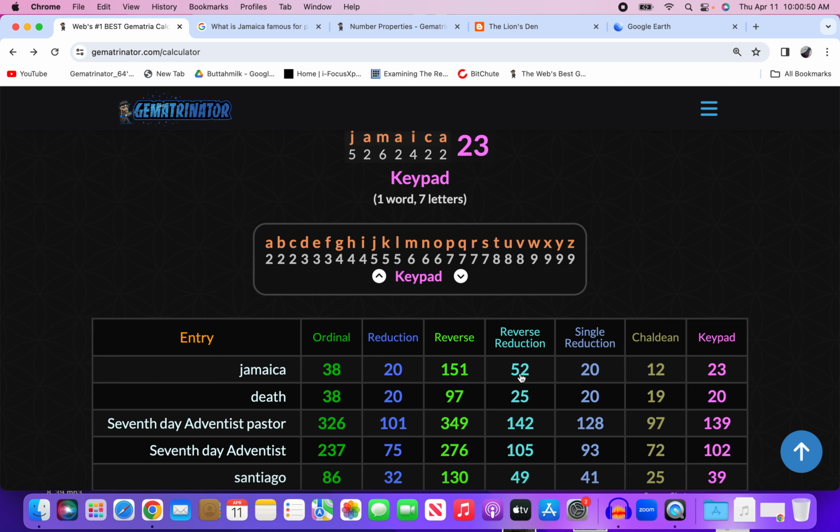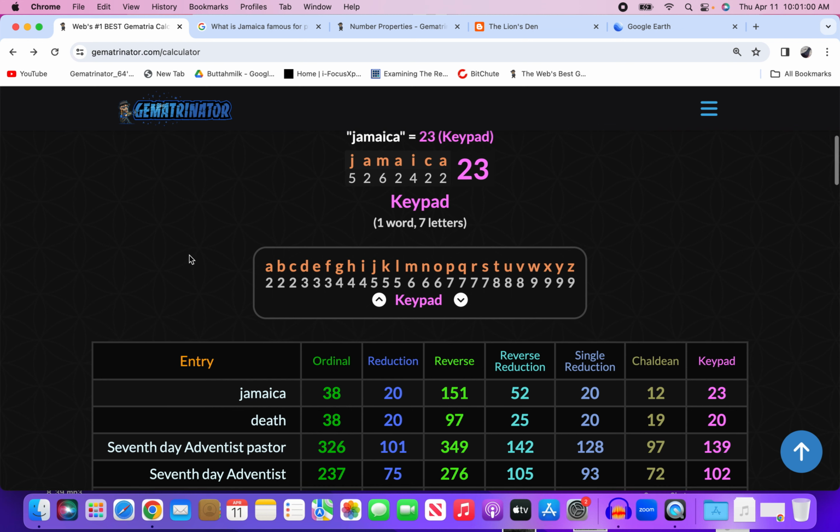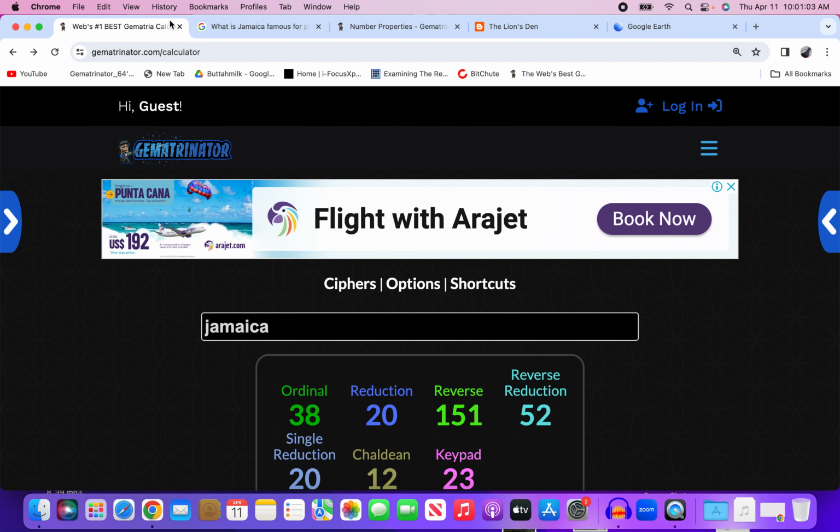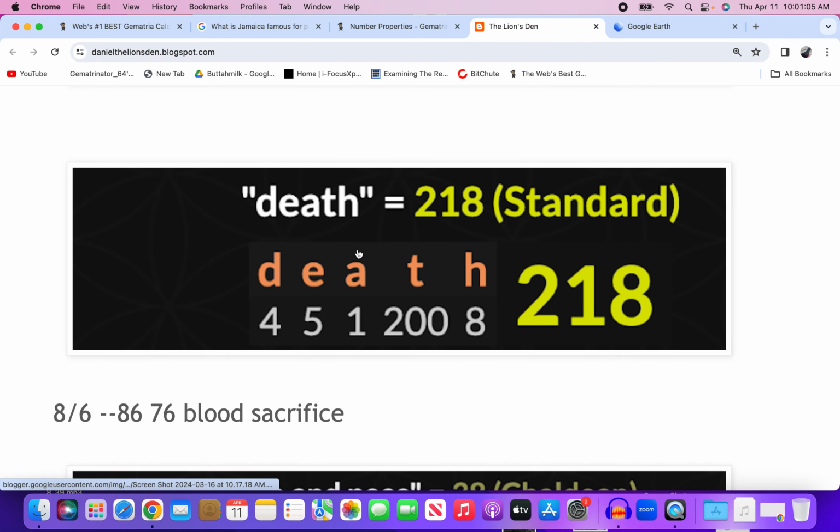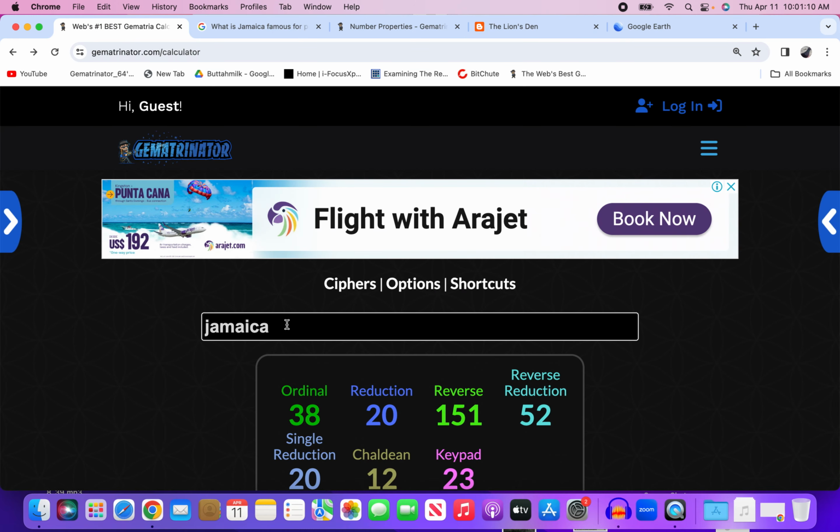Also, death 25, Jamaica 52. So in 3 out of the 4 main ciphers, it hits. So there's got to be something to it. Death and Jamaica, synonymous, perhaps. Also, 8-6 is blood sacrifice. So Jamaica founded on 8-6, blood sacrifice is 86, and also that 76 number, Negro 76. So very interesting there.